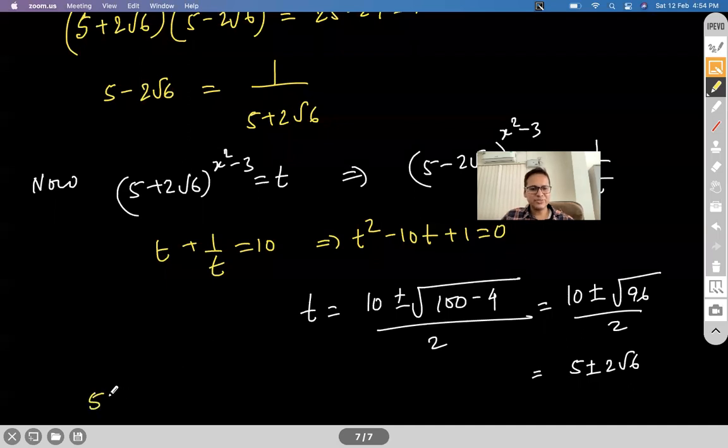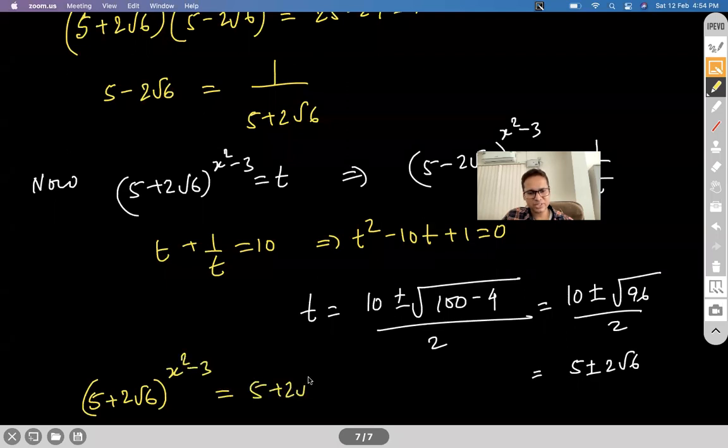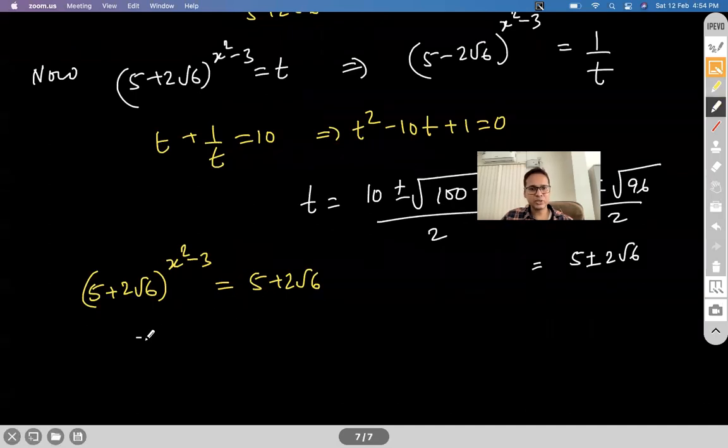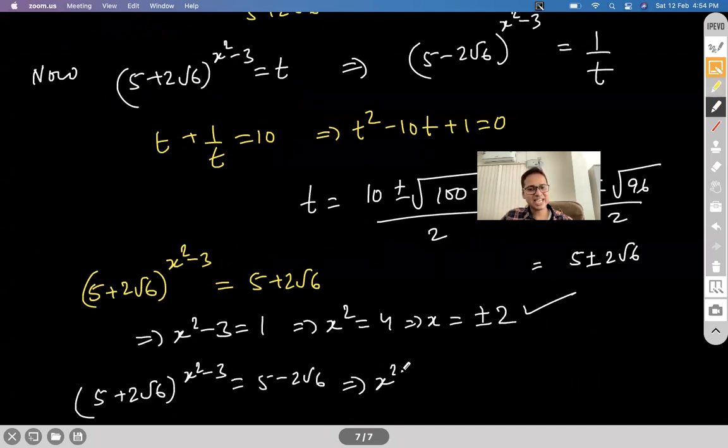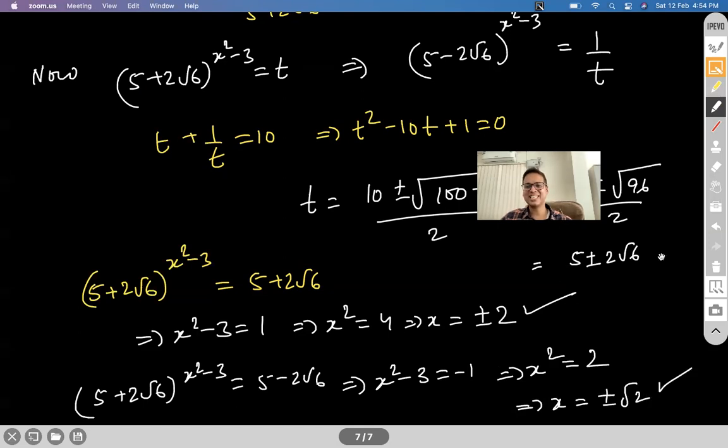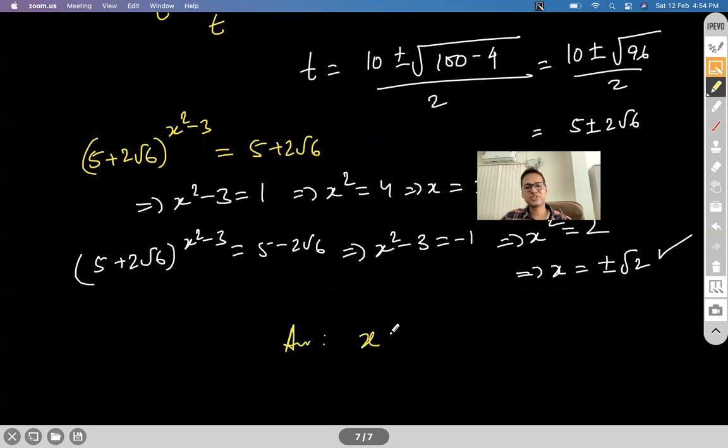Correct. So now if you relate 5 plus 2 root 6 to the power x square minus 3 with 5 plus 2 root 6, you'll end up getting x square minus 3 as 1, which means x square is 4, which means x is plus minus 2. Many of you have given me this answer. Well, accepted. No problem with that. But most of you forgot that this could actually be 5 minus 2 root 6 also, which makes x square minus 3 as minus 1, which means x square could be 2 as well, which means x could be plus minus root 2 also. Okay. So there are four values to this question. X could be plus minus 2 or plus minus root 2.